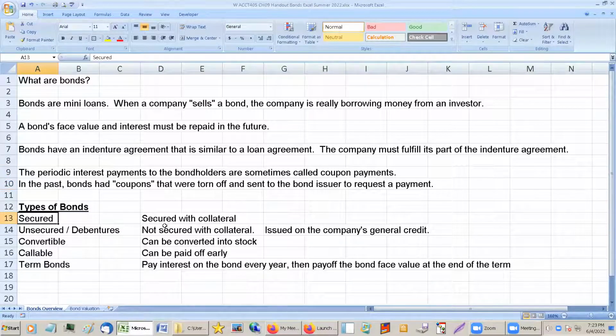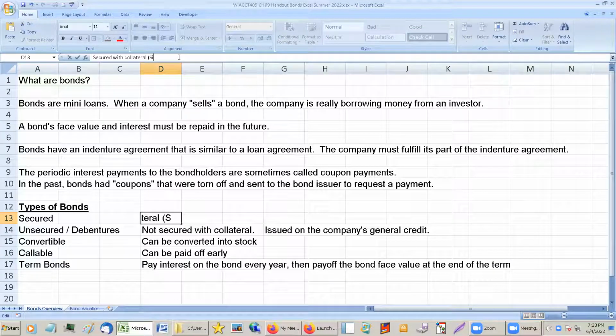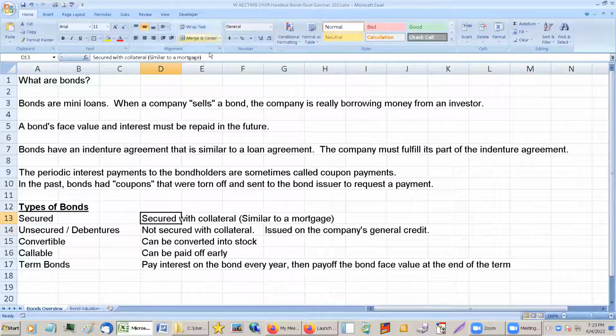Okay, bond types. Secured, with collateral, like a mortgage. Like a mortgage, the house is the collateral, or the land is the collateral. Unsecured or debenture bonds are not secured with collateral, issued on the general credit of the company, so there is no backing collateral for it.